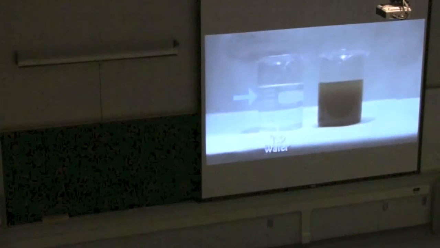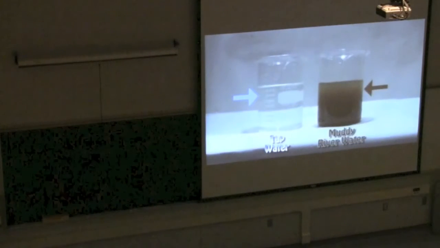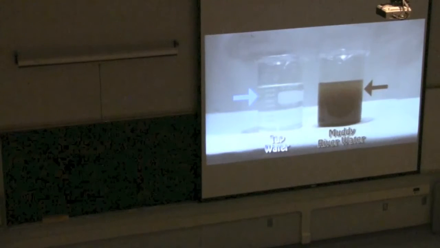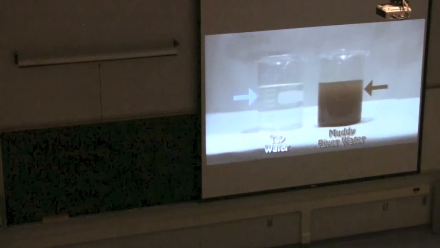Let's do a small experiment. Would you rather drink this water or this water? Well, of course you would choose the water on the left. Unfortunately, some people in other parts of the world have no choice at all.